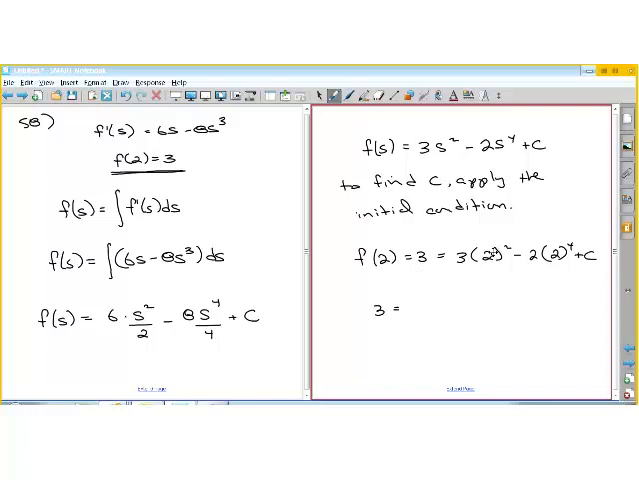We have 3 times 4, which is 12. We have 2 to the fourth power, which is 16. So we get 2 times 16, which is 32. And then we add c. So let's go ahead and do that subtraction, which would be negative 20.